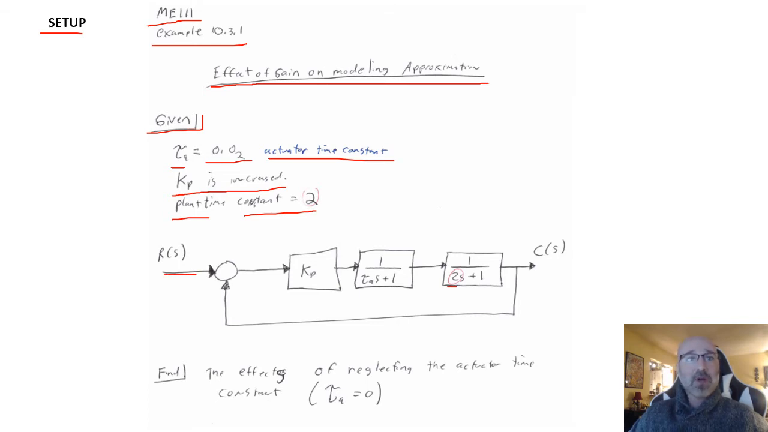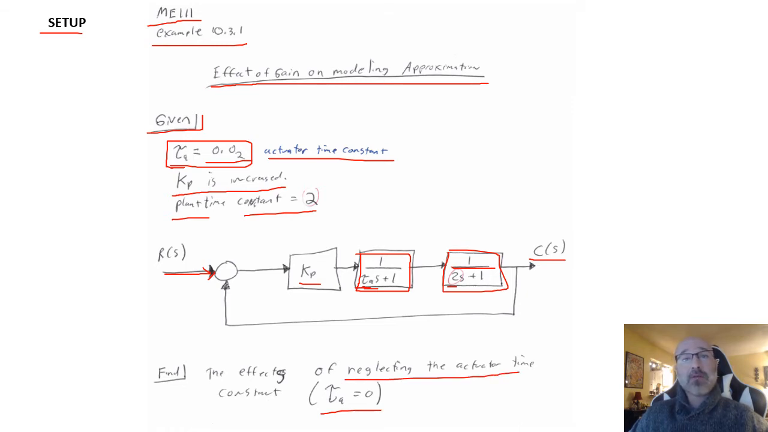In our block diagram, we have our input r sub s coming in over here, our c sub s coming out there, and then we have our k sub p gain right here, and then these two functions. So we have 1 over tau a s plus 1 and 1 over 2s plus 1, where our tau sub a is what we're going to plug in as our 0.02, but also we're going to plug this in as 0. We're going to solve it with two different values for tau sub a, in order to see what happens when we neglect the effects of the actuator time constant, so 0 versus our given value of 0.02.